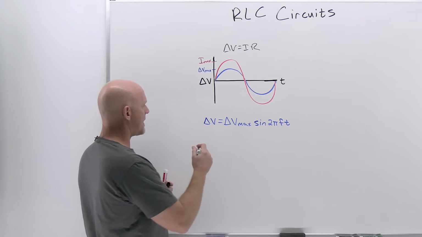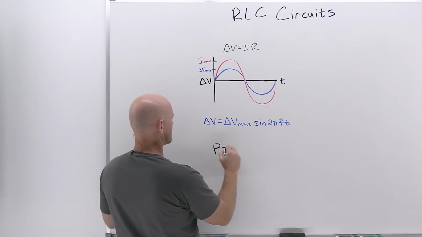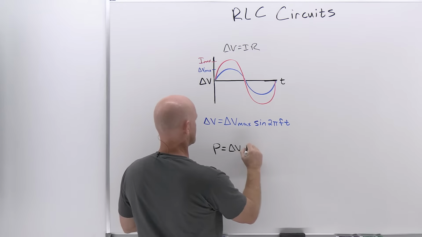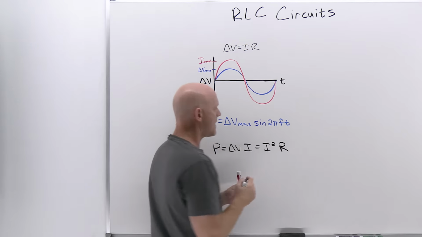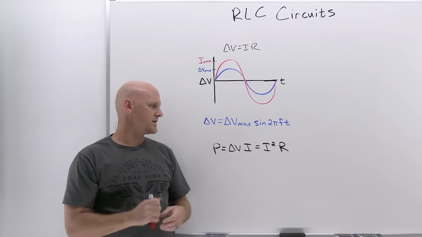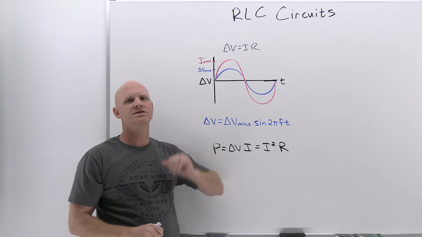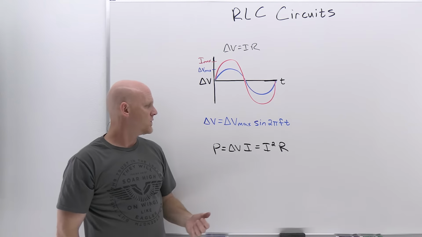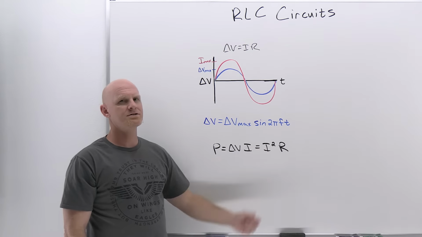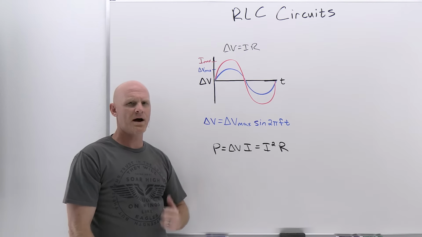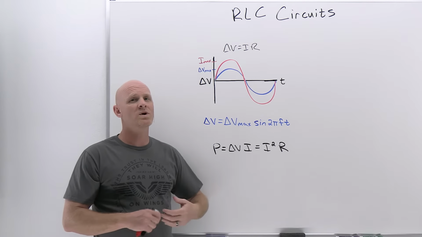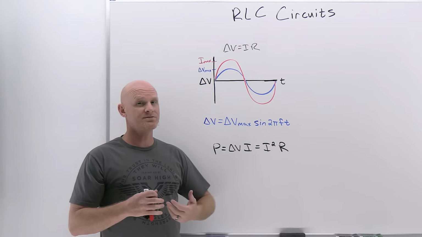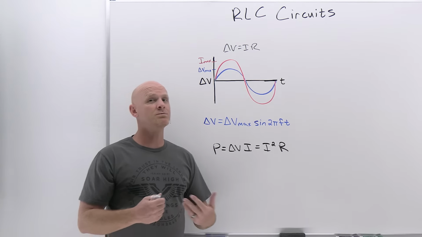If we take a look at the power in such a circuit, you might recall that we said power is equal to delta V I, or another way we expressed this was I squared R, and we have a problem here. So if we want to know what the average power in such an alternating current circuit is, we might be inclined to say, well, the average current is zero, so the average power has got to be zero. But it's not. It turns out a resistor doesn't care which way the current is flowing through it. It's going to dissipate power in both directions.